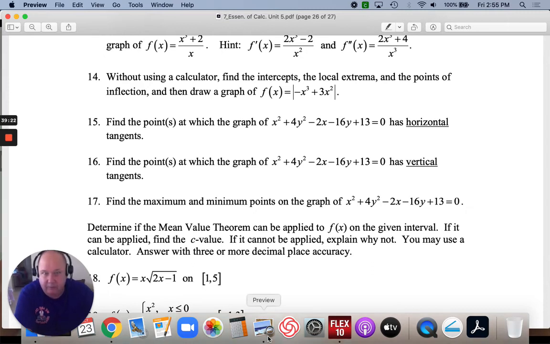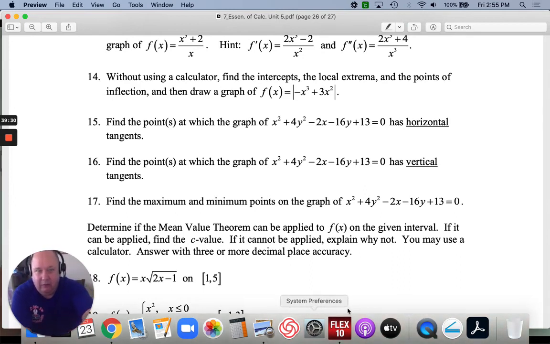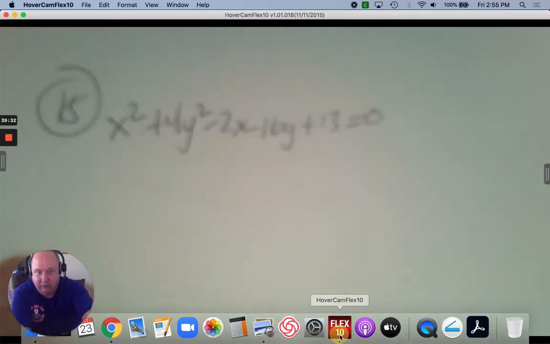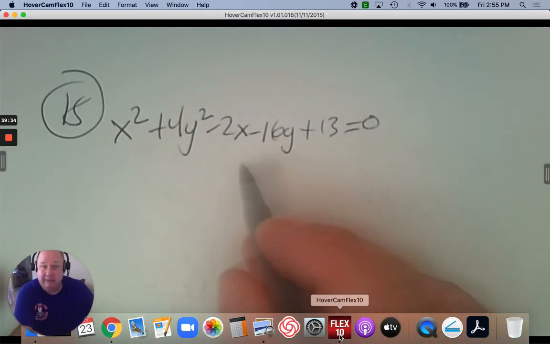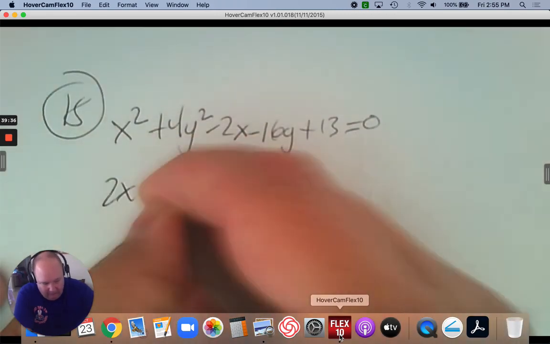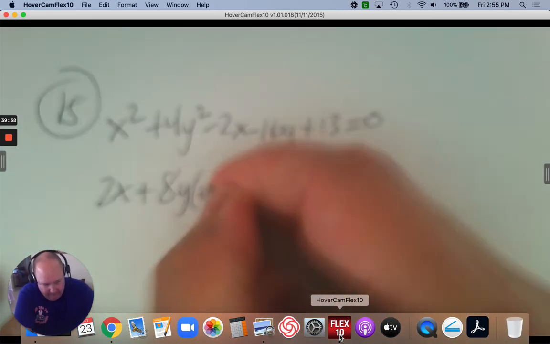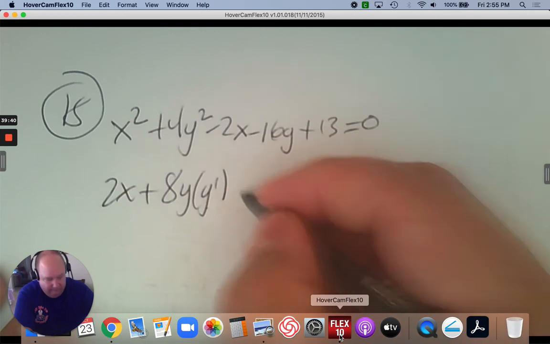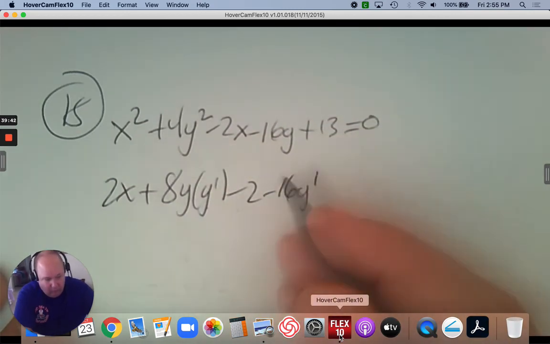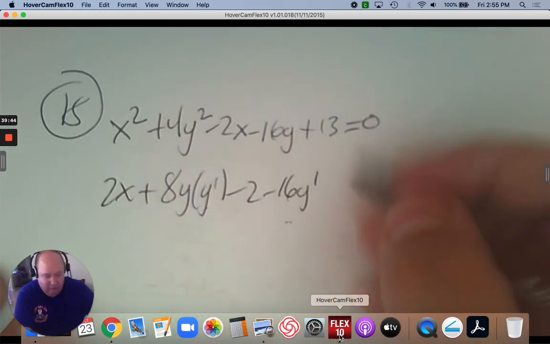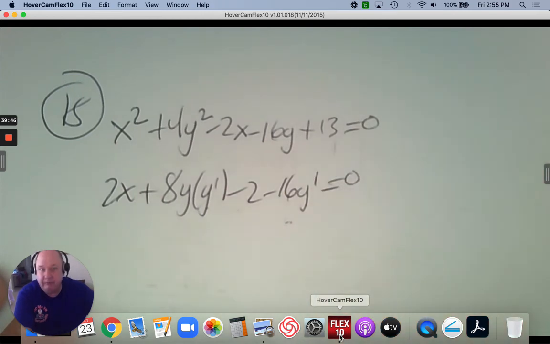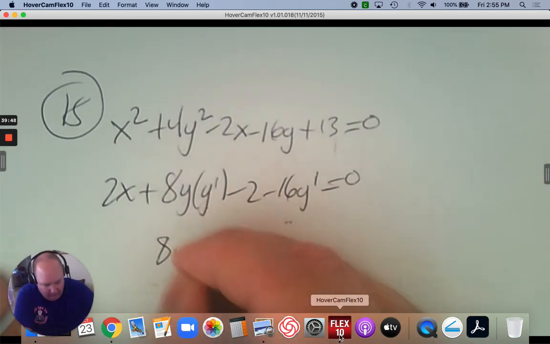So for number 15, just to give you an idea of what I'm going to do: x squared plus 4y squared minus 2x, subtract 16y plus 13 equals 0. And we need to know where the horizontal tangents are and the vertical tangents are. So the word tangent means take the derivative. So I'm going to take the derivative, make sure if it's y, it's y prime. Again, if it has a y in it, y prime needs to be the hook. And the derivative of 13 is 0.